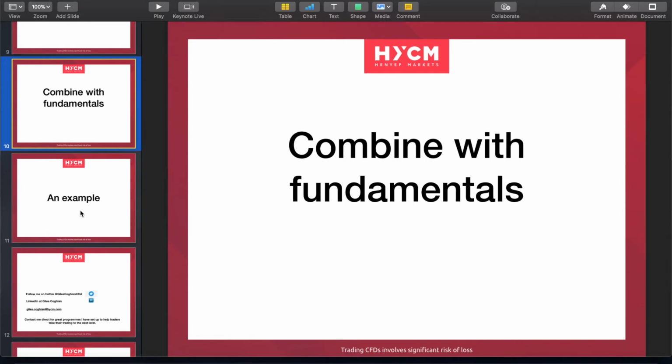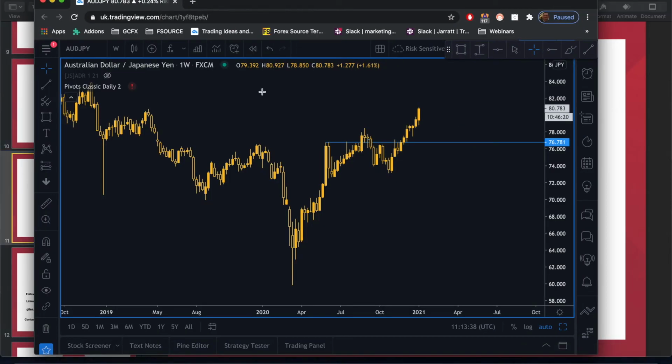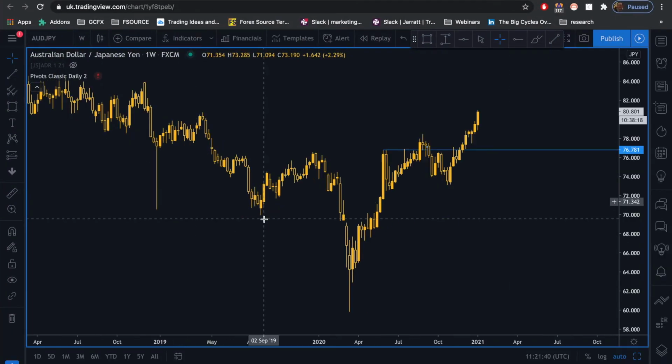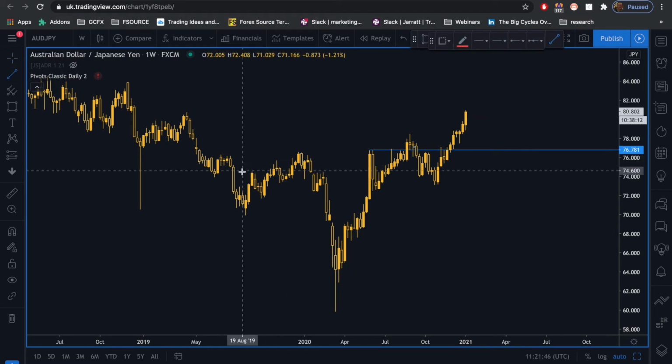So let's have an example of this. And there's a great example that I've just taken in my own personal account. A great example here is on the Aussie Japanese yen at the moment, because we see the head and shoulders as a reversal pattern and as a continuation pattern.